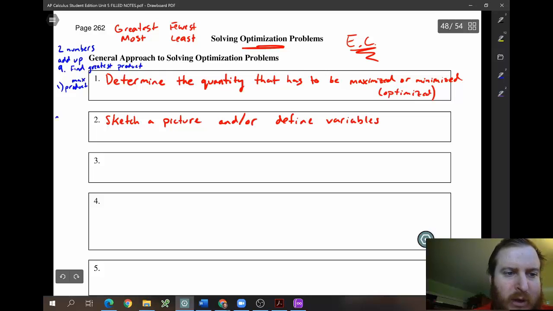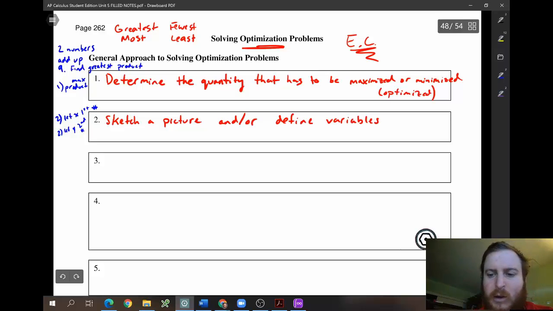Okay, in step 2, you can't really draw a picture for that, but I could say let x be the first number and let y be the second number. Right, because that way we're kind of defining the variables. Step 3 would be to write a primary equation. And our primary equation is always going to be for the one that's going to be optimized. So we're going to write a primary equation for, basically the quantity to be optimized.